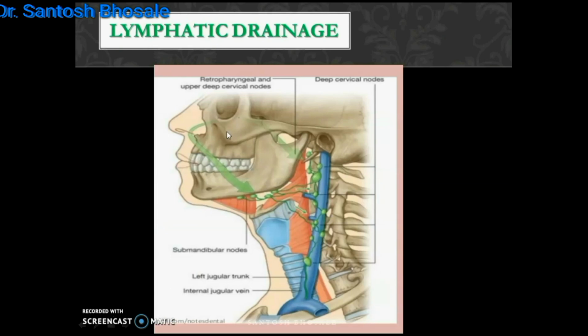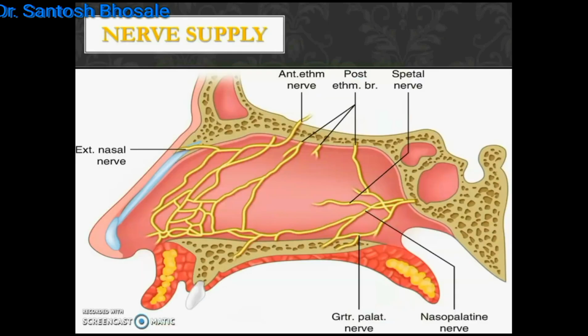And lymphatic drainage: anterosuperiorly it drains into submandibular lymph nodes, posterior-inferiorly into the retropharyngeal lymph nodes or deep cervical lymph nodes, whereas the olfactory region runs along the perineural sheath around the olfactory nerves and drains into CSF. That is about lymphatic drainage.